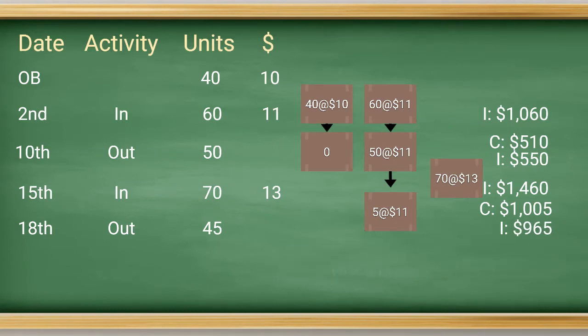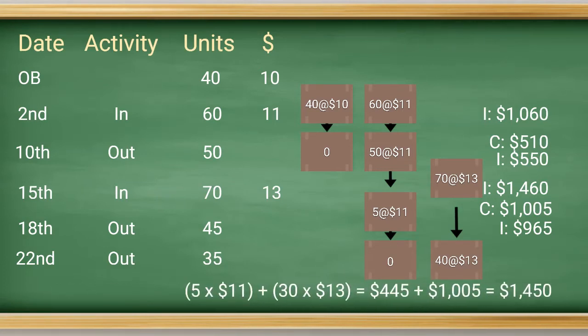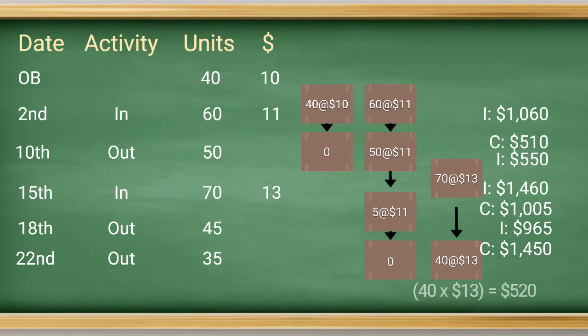Now before the end of the month, we had one more sale of 35 units on the 22nd. They first have to come out of the 5 remaining $11 units at a cost of $55. And the other 30 units come out of the $13 inventory, as it's the next inventory purchase. This comes out to a total cost of $390, or a total transaction cost of $445. That gets added to our cost of goods sold, and the total cost for the month is $1,450. Our remaining inventory is the 40 units at $13 each, or $520.